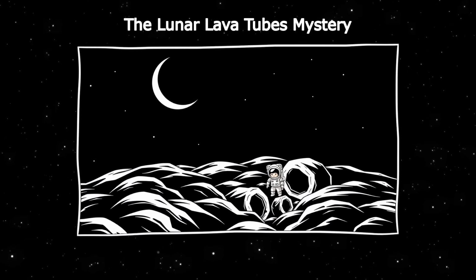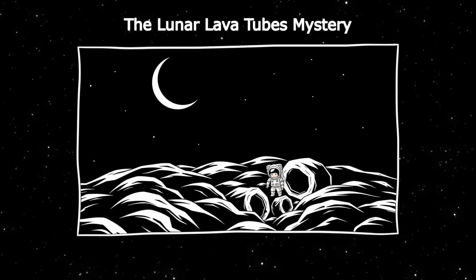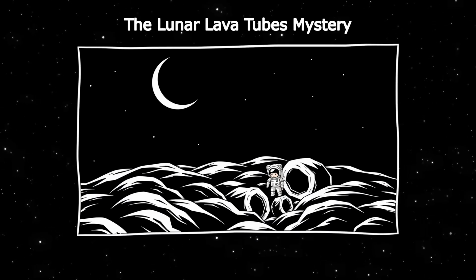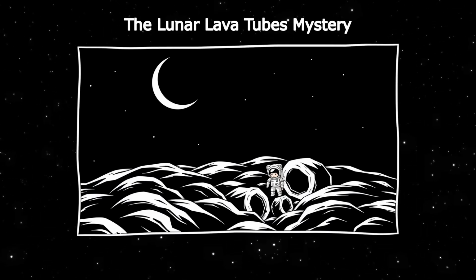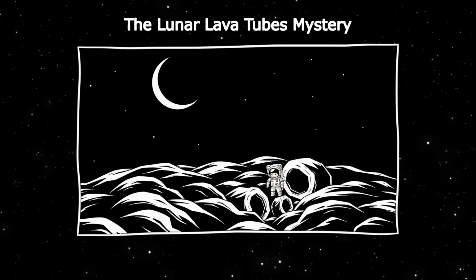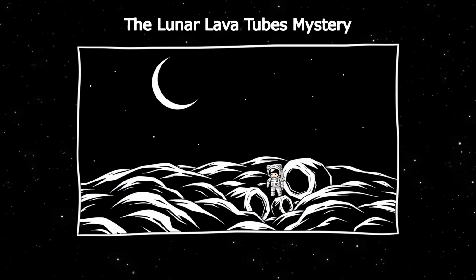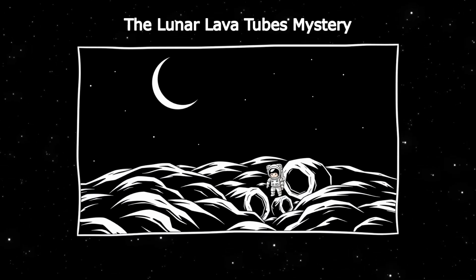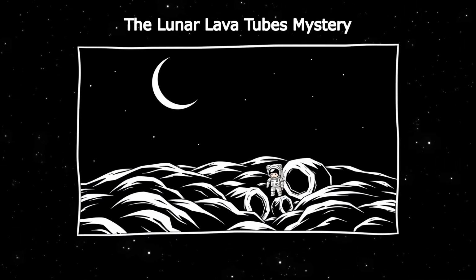Ultimately, the mystery of the lunar lava tubes beckons us to continue asking questions. What more can we learn about the moon, and how can it inform our understanding of other celestial bodies? As we peel back the layers of the moon's history, we can draw parallels to Earth and other planets, enriching our knowledge of planetary processes and the evolution of celestial landscapes.